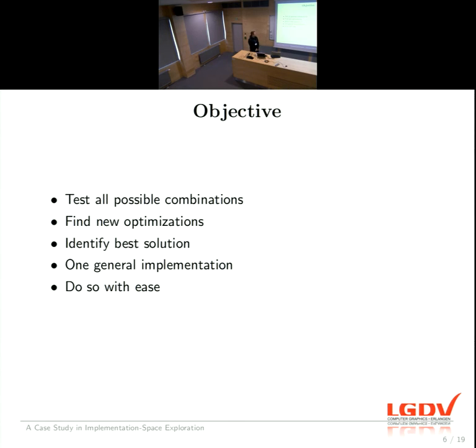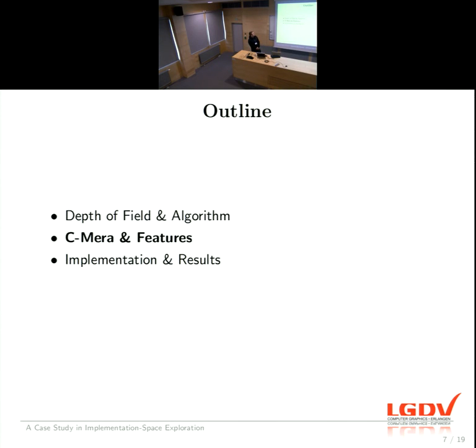And the most important part, we wanted to use one general implementation. That means that we didn't want to copy-paste our code and then modify it by hand. We want to use one single implementation and then instantiate different versions of our code. And of course, we want to do it with as little effort as possible. To do so, we used C-Mera and our feature system, which I will give you a short review of now.